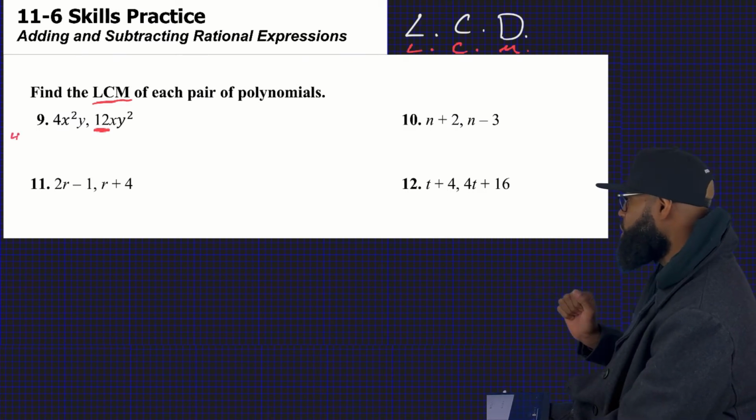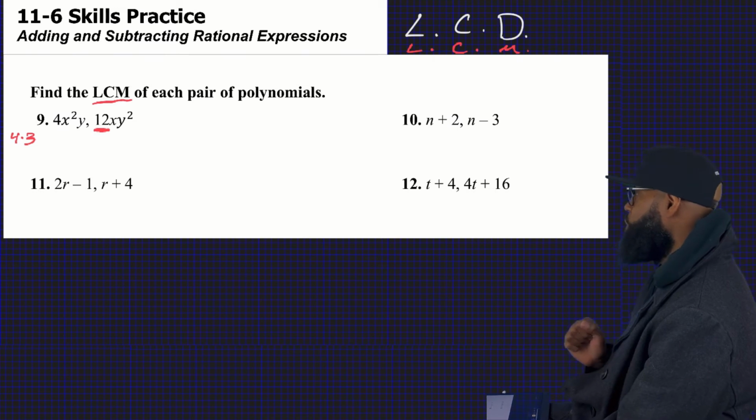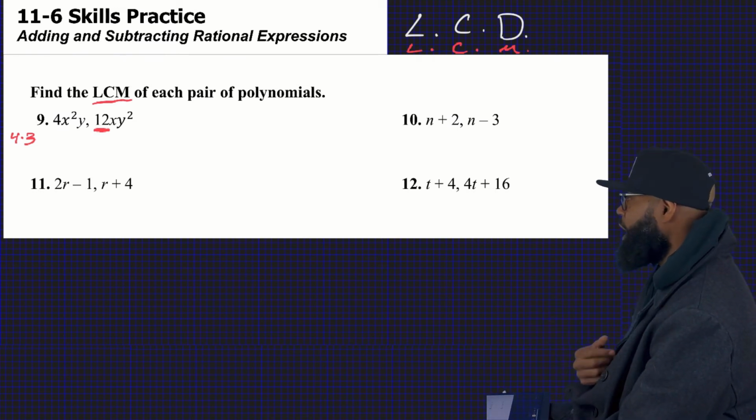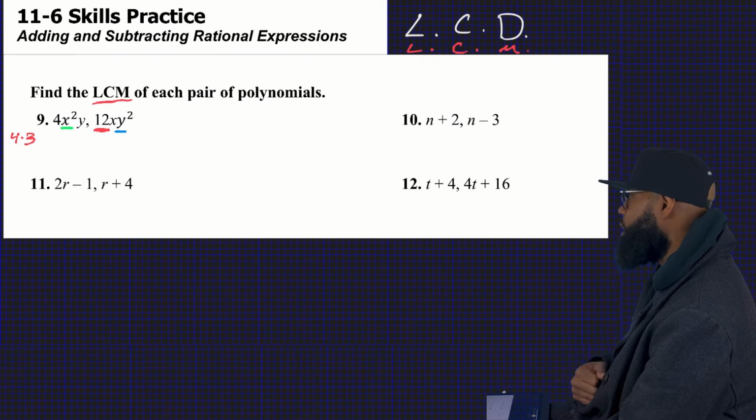So jumping into the coefficients, I got 4 and 12. Well, 4 times 3 is 12, guys. Yes, so 4, 8, 12, 4 has a multiple, yes, 12. So you're good. Now, x squared, y squared.